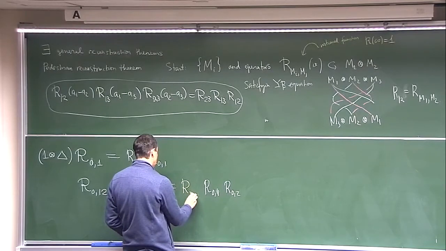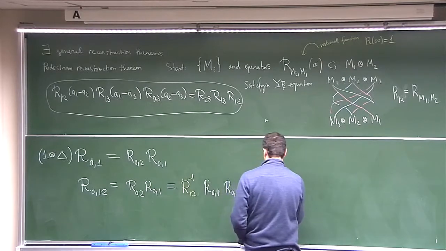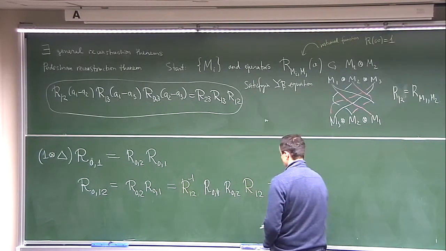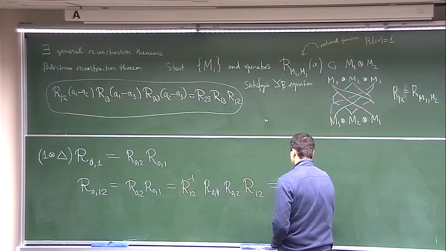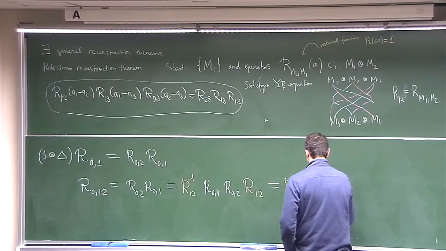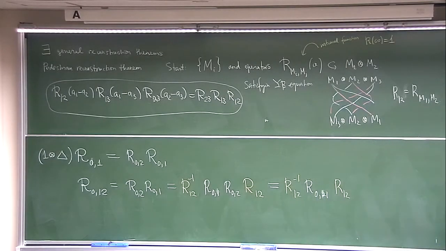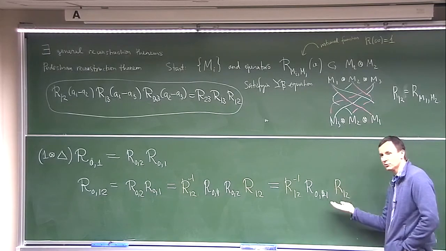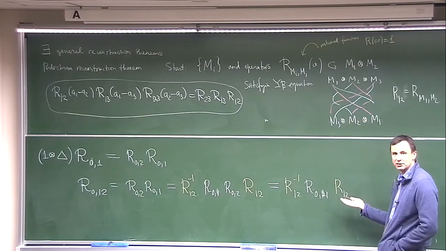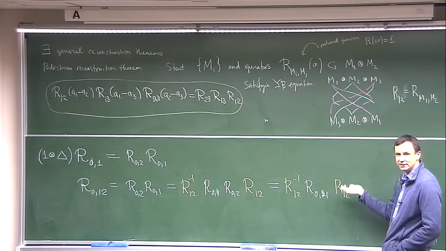R12 inverse, R12. So this says, we're just going to copy this. So it will be R12 inverse, R021, R12. This really says that the tensor product in one order is isomorphic to the tensor product in the other order if you apply this R. Okay? So R is the braiding.